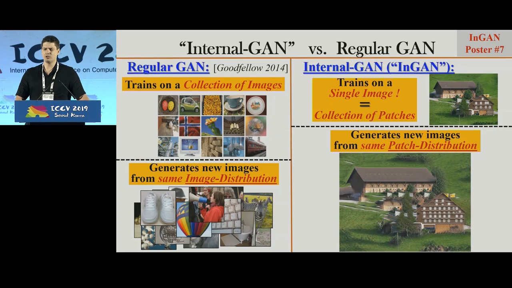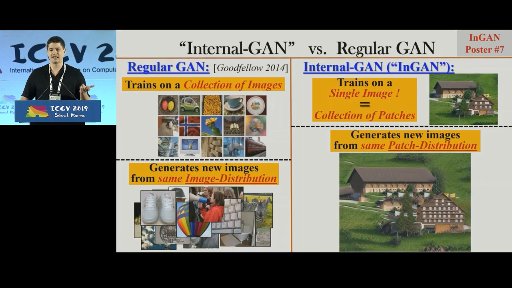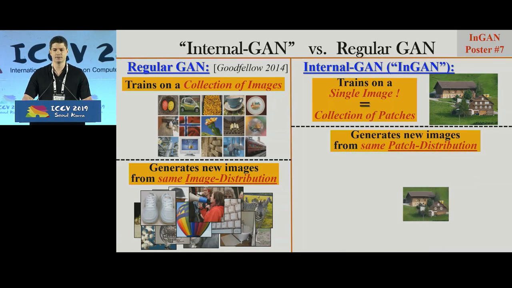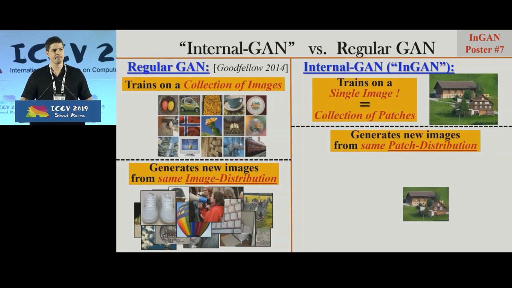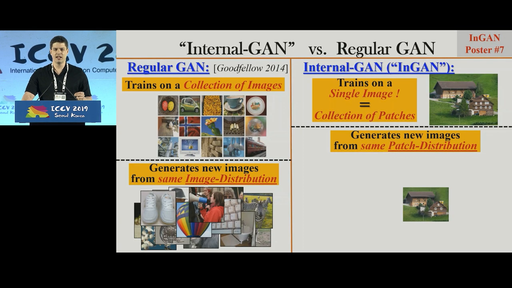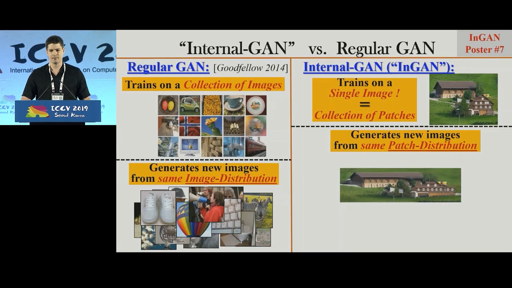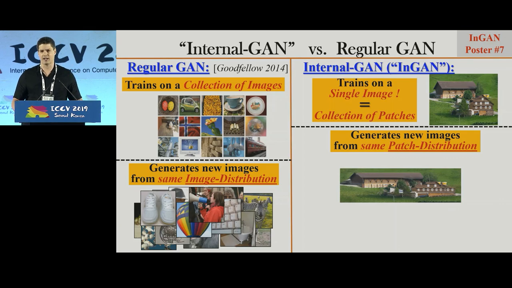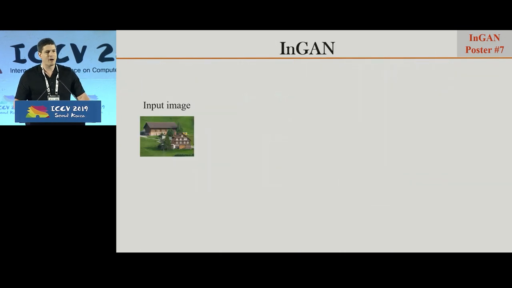For example, look at this larger generated image. InGAN added more windows to the house, but all have the same size and aspect ratio as the original windows. Similarly, we can generate a smaller image, a visual summary. This time, InGAN stripped off windows and rows of windows, but locally, each piece of that image looks as if it came from the original input image. It can also generate images of different aspect ratios, but note that the aspect ratio of elements inside the image has not changed. So how do we go about doing this?